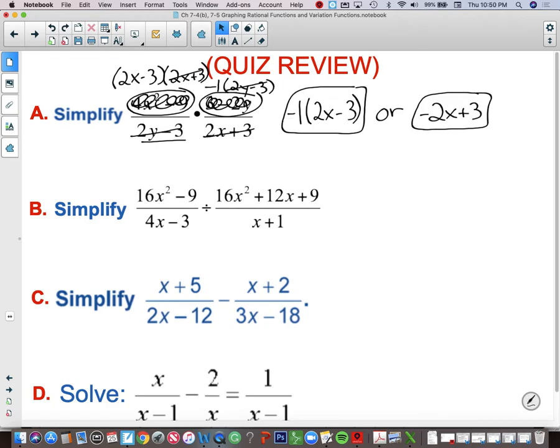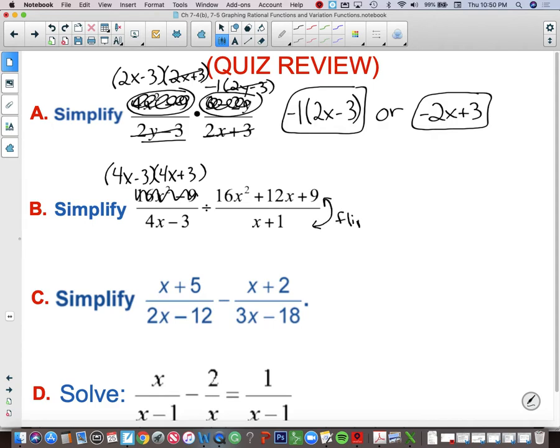Second one, more difference of squares patterns going on. This one is 4x minus 3, 4x plus 3. And it's division. So that means this one is going to flip. Okay, so let's just write the x plus 1 up here. And I'm just going to kind of, well, I'll leave that there. We'll factor that and write it down below. So my x plus 1 is moving to the top. And then this stuff is going to be factored and written down here.